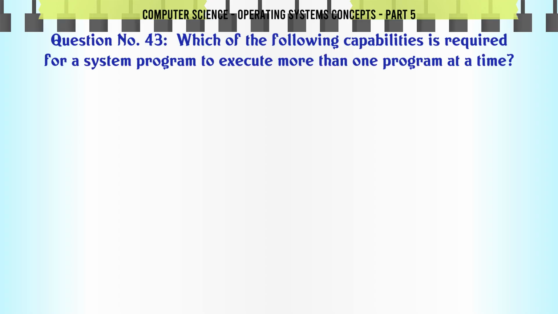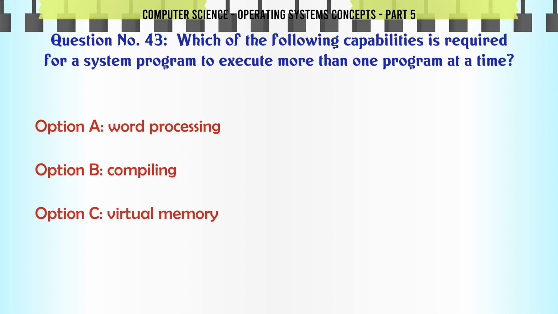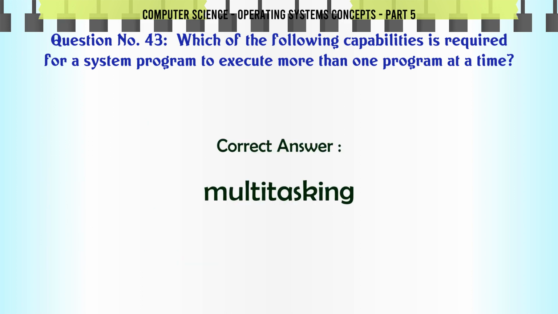Which of the following capabilities is required for a system program to execute more than one program at a time? A. Word processing. B. Compiling. C. Virtual memory. D. Multitasking. The correct answer is multitasking.